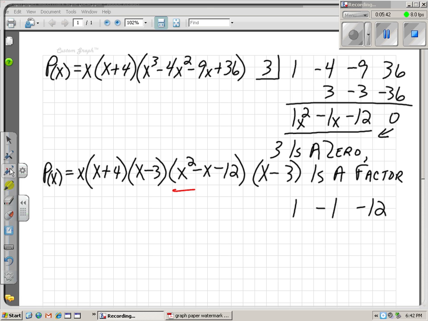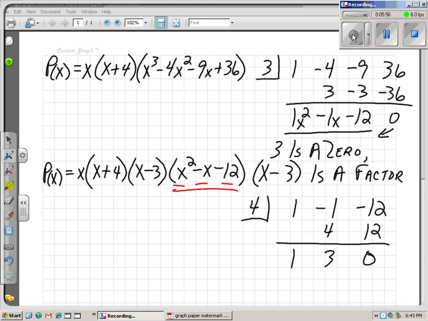We're looking at this polynomial. I got my 1, my -1, and my -12 ready to go for synthetic division. I've peeked at the graph, and I think that 4 may be another 0, so I'm going to test it with synthetic division. I find out my remainder is 0, so that means 4 is a 0, and x minus 4 is a factor.